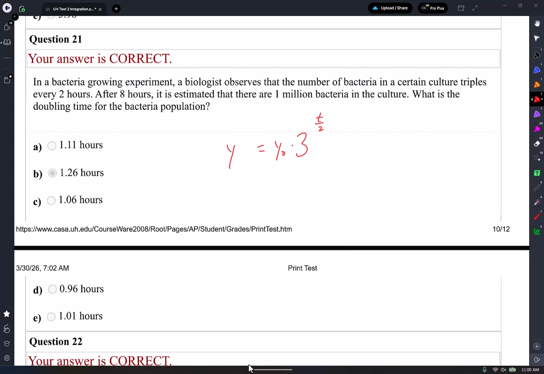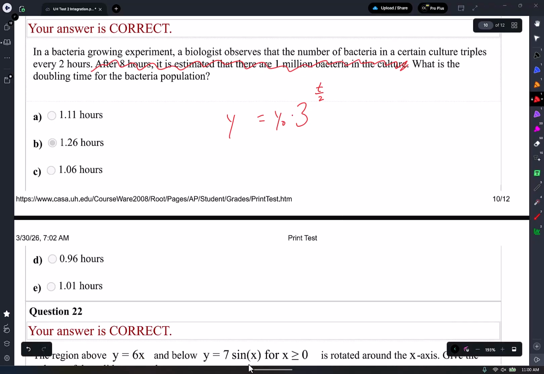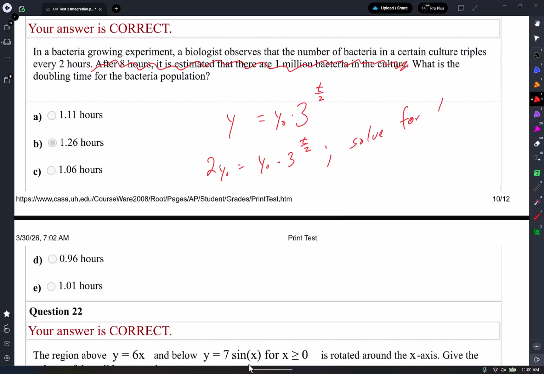What is the doubling? You don't need that. You don't need all this. That's just extra information. Who cares? What is the doubling time for the bacteria of the population? Okay, doubling time. 2 why not equals why not times 3 to the t over 2. Solve for t. There it is, guys. You're just solving for t. Why nots cancel out. Bam, bam. How do I bring that t over 2 down?